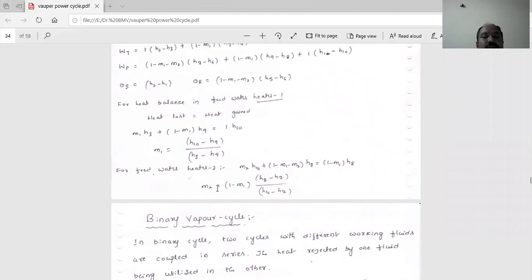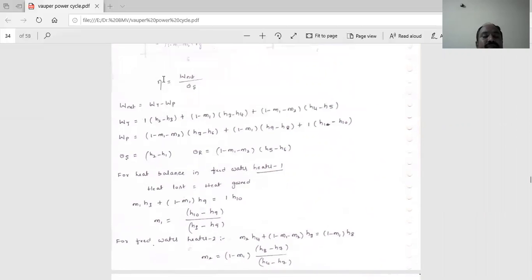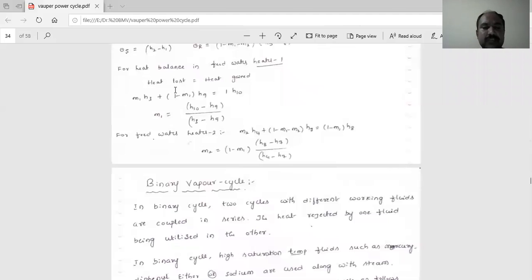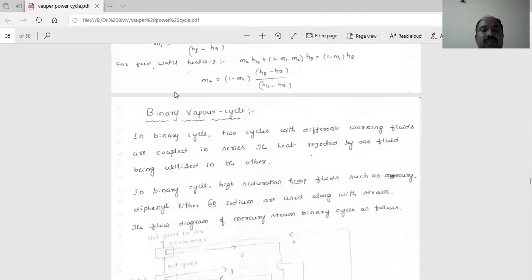Mass of M1 and mass of M2 we have to calculate. This is the efficiency expression. Then, the last of the theory aspects of vapor power cycle is the binary vapor power cycle. Binary, as the name indicates, means two cycles.